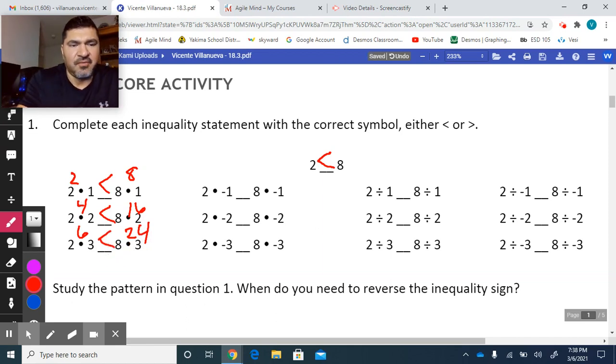2 times a negative 1. Okay, a positive times a negative is a negative, so this is going to be negative 2. Again, a positive times a negative. I think all these are positives times a negative. Let's check really quick. These are all positive. These are all negatives. So we're going to end up with negative answers here. So negative 2 and 8 times negative 1 is negative 8.